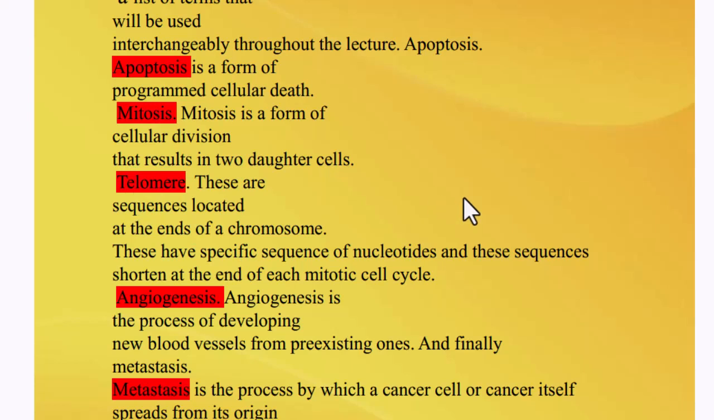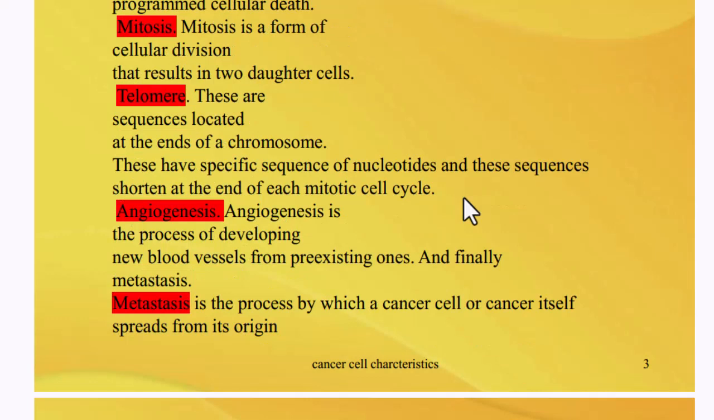Apoptosis. What is apoptosis? Apoptosis is a form of programmed cellular death. When the cell feels that there is something wrong, it commits suicide, or pushes itself to death. Mitosis is a form of cellular division, a process in which the cell divides and the end result is two daughter cells.